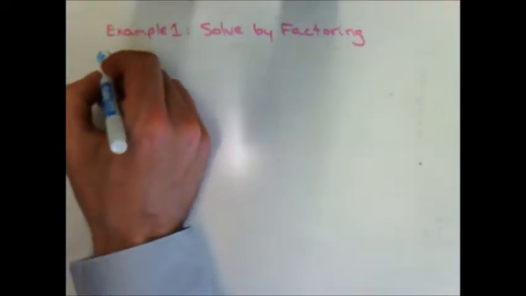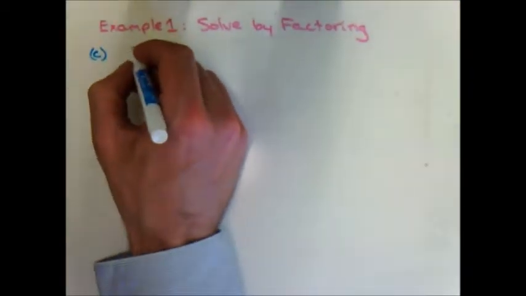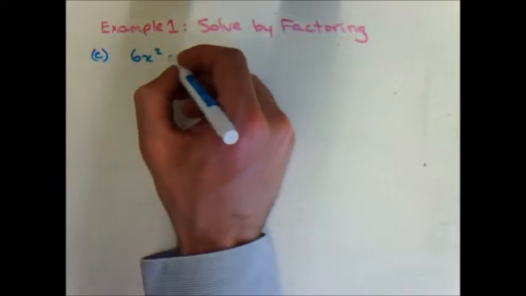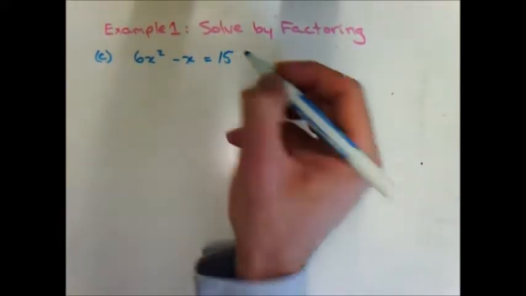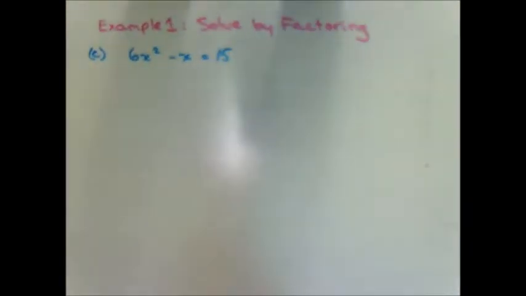Example C is a little bit trickier. There's one step that we're going to have to do to set it up properly. We've got 6x squared minus x equals 15. Now this is an equation because it has an equal sign, but it's not in the proper form for a quadratic equation. What is wrong here? What is out of place?